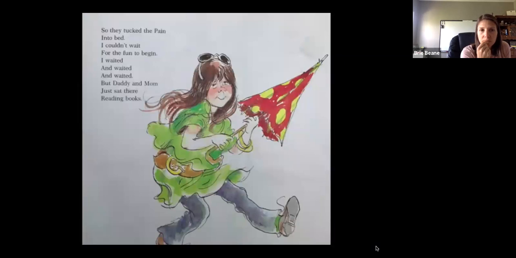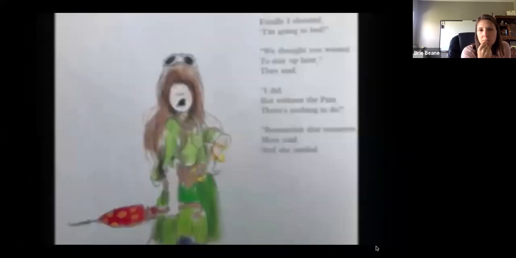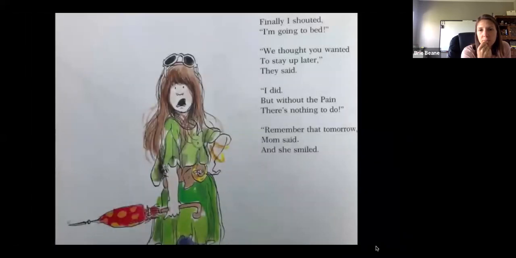So they tucked the Pain into bed. I couldn't wait for the fun to begin. I waited and waited and waited, but Daddy and Mom just sat there reading books. Finally, I shouted, "I'm going to bed." "We thought you wanted to stay up later," they said. "I did, but without the Pain, there's nothing to do." "Remember that tomorrow," Mom said, and she smiled.